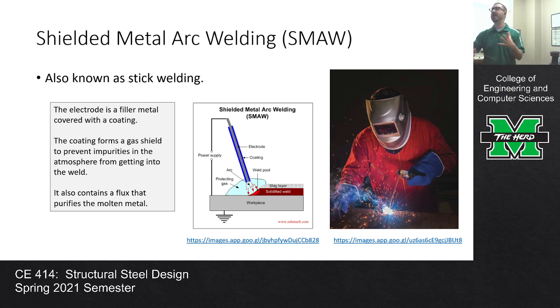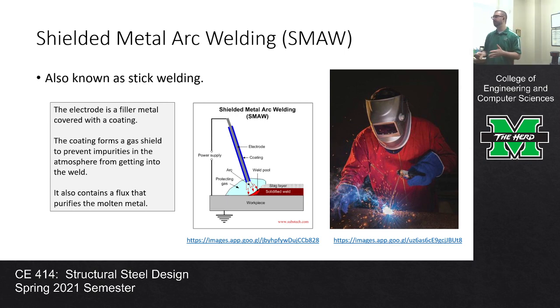One of the big enemies of welds in terms of their performance is hydrogen. You don't want hydrogen to get into a weld because that can lead to very brittle welds, which is why this shield is present. And so that's what stick welding is.